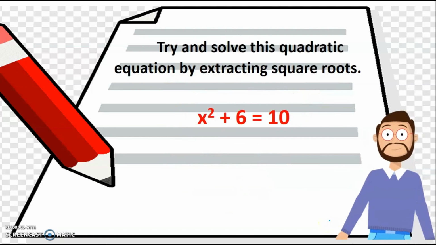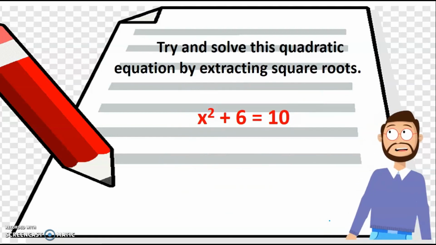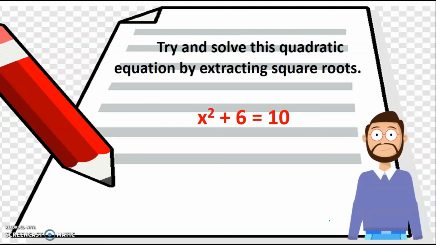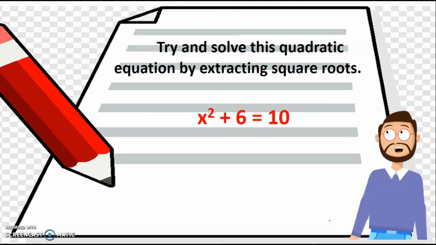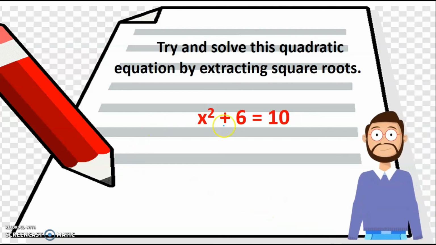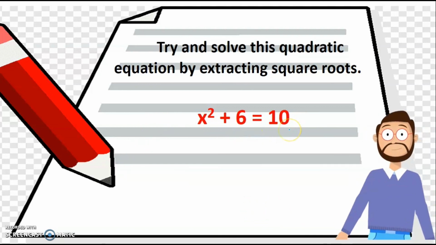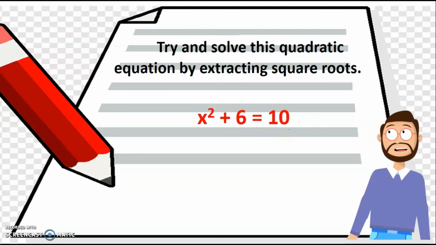Okay, at this point, I would like you to try and solve this quadratic equation by extracting square roots. We have here x squared plus 6 equals 10. For your practice.